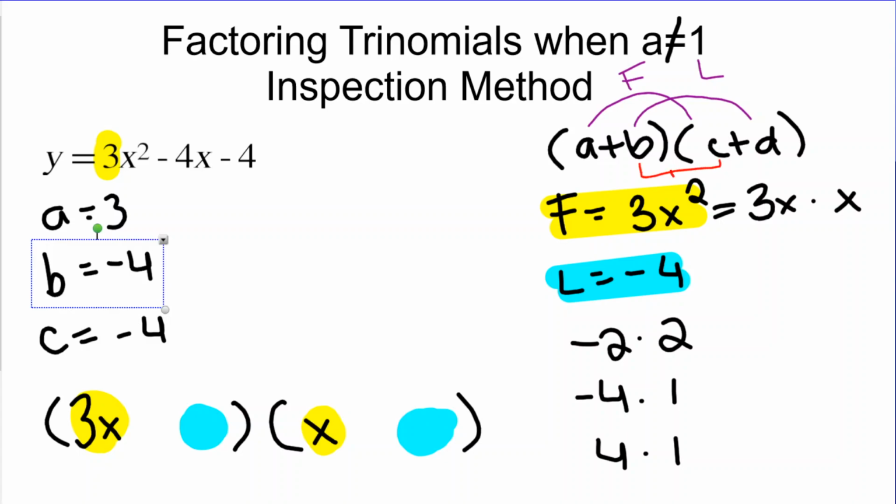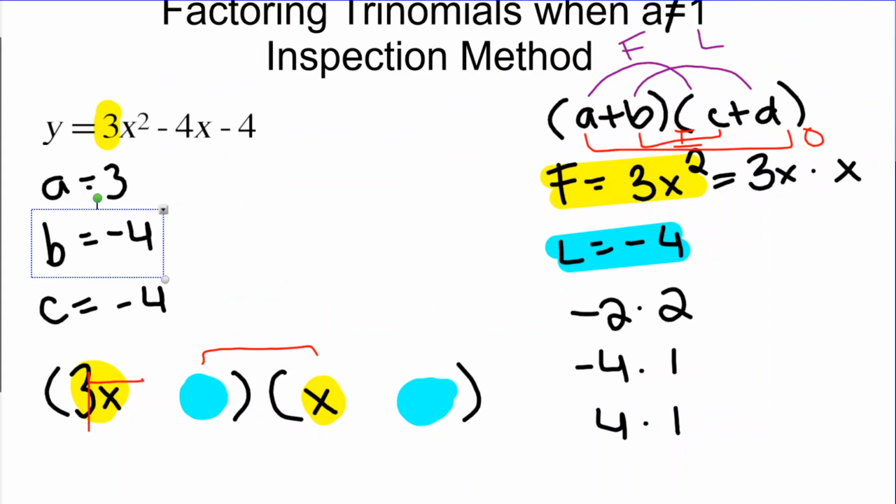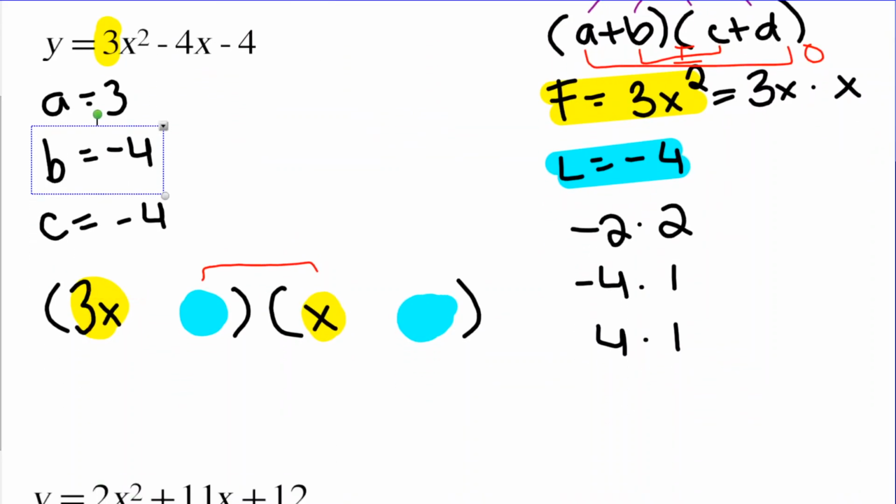We want to make sure the outsides, that's the insides, and the outsides, those two products, so whatever we put in this first blue spot times x, combined with, a sum of, whatever we put in this second blue box, multiplied by 3x, we need to make sure that the inside product and the outside product totals to that negative 4x. That b value that we had from the start.